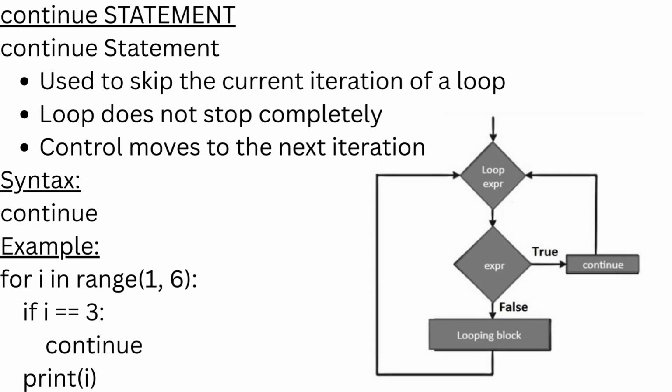The continue statement is used to skip the current iteration of a loop. When Python encounters continue, it does not execute the remaining statements of that iteration. Instead, control moves directly to the next iteration of the loop. In this example, when the value of i becomes 3, the continue statement is executed, so 3 is skipped and not printed. The loop then continues with the next value. Continue is useful when we want to ignore certain values but keep the loop running.